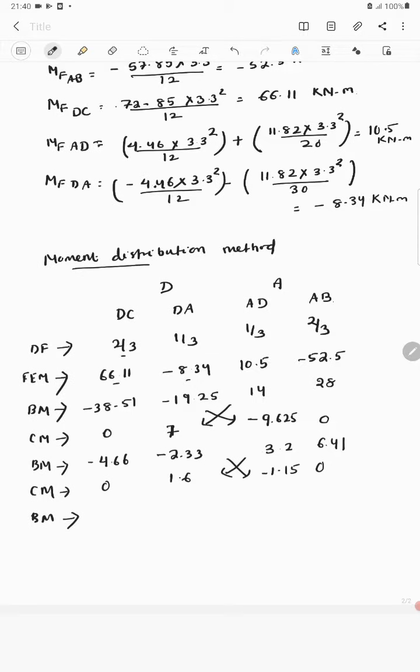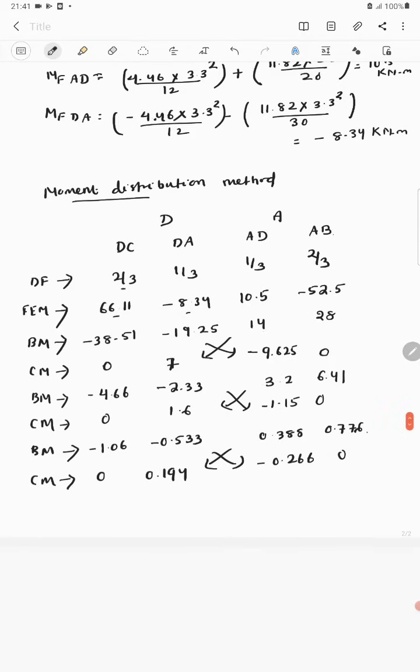0 plus 1.6 into 2 by 3, so minus 1.06. This one minus 0.533, and this is 0.388. This is 0.776. Now what is the carryover moment for this? It is 0.388 by 2, 0.194 minus 0.266.